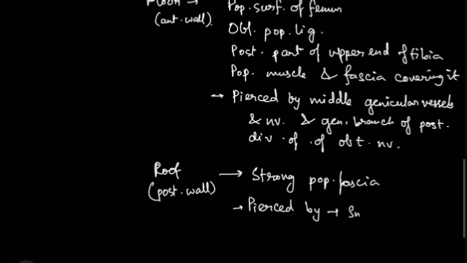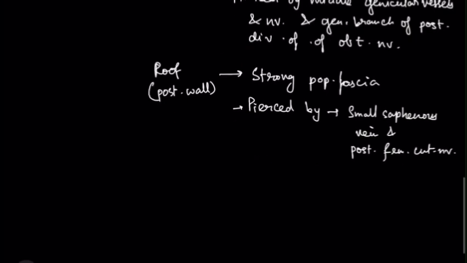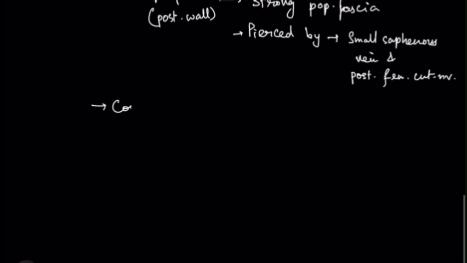So pierced by small saphenous vein and posterior femoral cutaneous nerve. See, small saphenous vein, posterior femoral cutaneous nerve, these will be covered in a discussion on the nerves, on the veins respectively. We will cover all these, small saphenous vein, SSV, then GSV, those will be covered then.